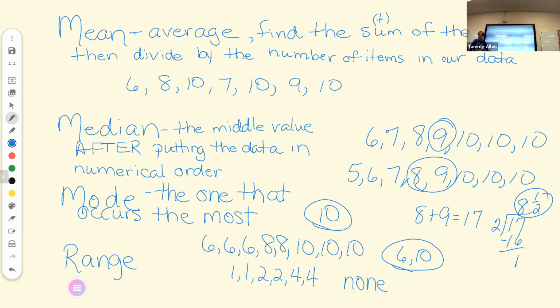No, not that there's a limit. If nothing occurred any more than anything else. What occurred the most? The 6 and the 10 did. It occurred more than the 8. Did any of these occur any more than the others? Nope. They all occurred the same. Okay?